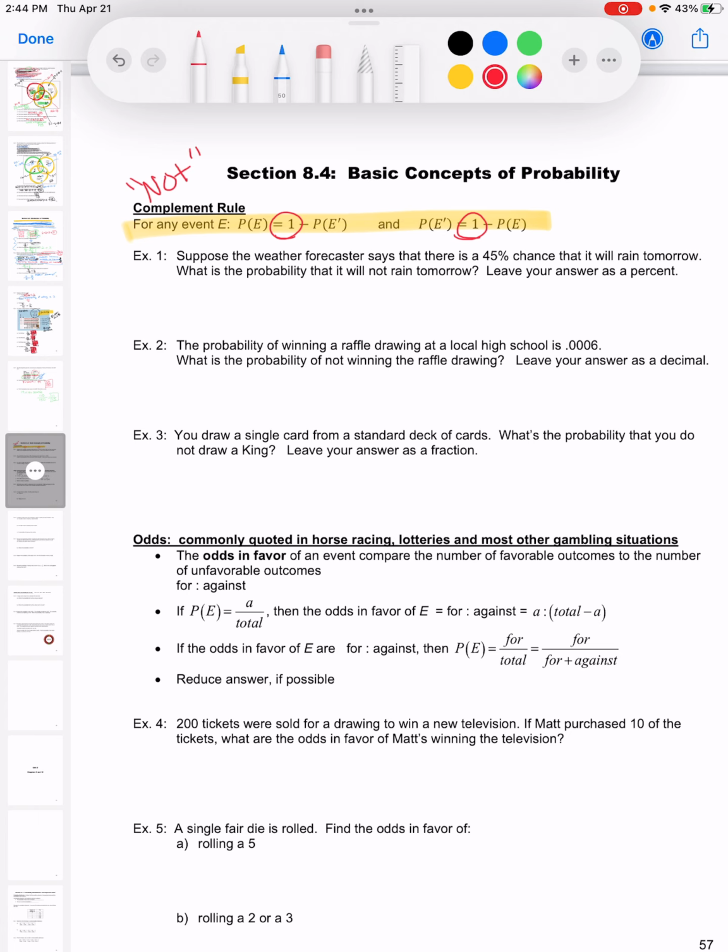So there's that rain, like I said before. A 45% chance of rain. We want to know the probability that it will not rain. So that's going to be 1 minus 0.45. That gives me 0.55 or 55%. For the next one, the probability of winning a raffle is really, really tiny. It's 0.0006. So not winning is going to be 1 minus all those zeros.